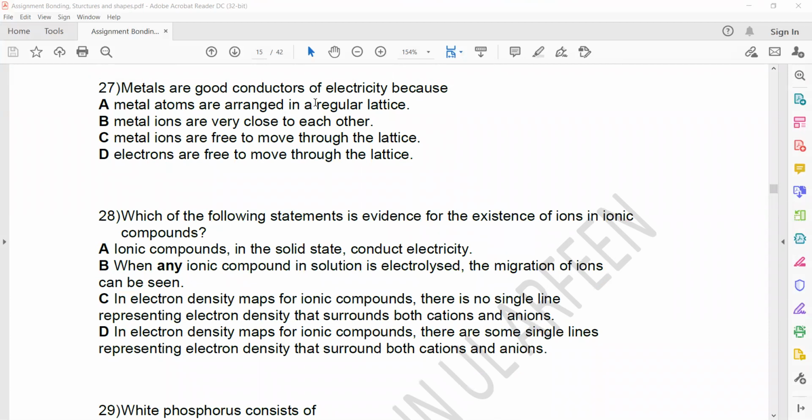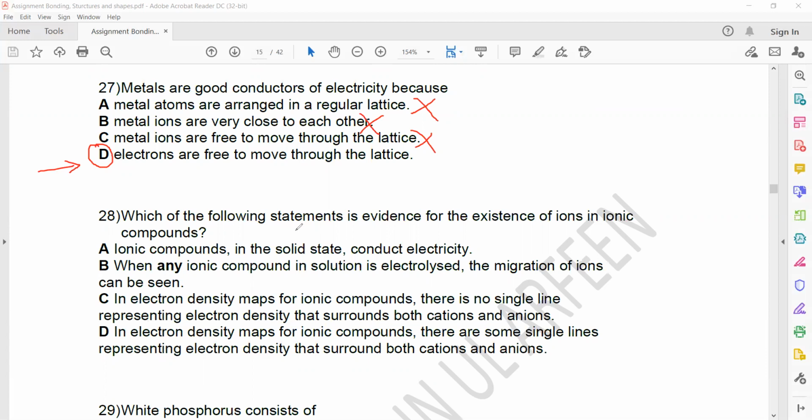In question 27, metals are good conductors of electricity because... so why can metals conduct electricity? When we check the statements, metal atoms are arranged, not metal atoms, there are metal ions, so it cannot be A. Metal ions are very close to each other. Yes, they are very close, but that's not the reason for conduction of electricity. Ions are not free to move. Electrons are free to move through the lattice. That's why metals are good conductors of electricity.